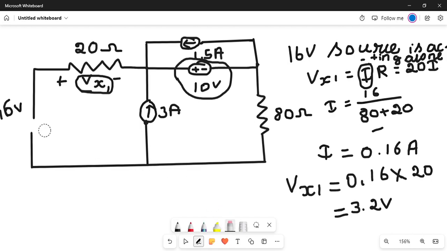So let me erase this. I'll have my short circuit here. Okay, so this is my short circuit, and here is my open circuit once again. Open circuit, and once again here is my open circuit, right? Okay, here is my open circuit once again. So now what's going to happen?